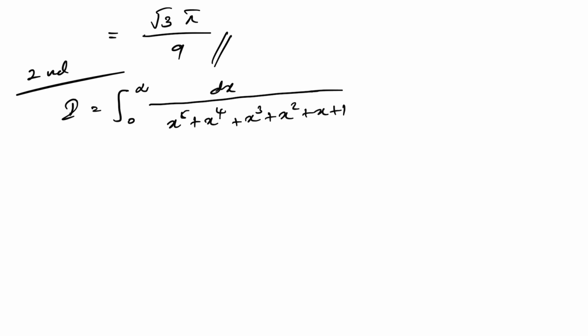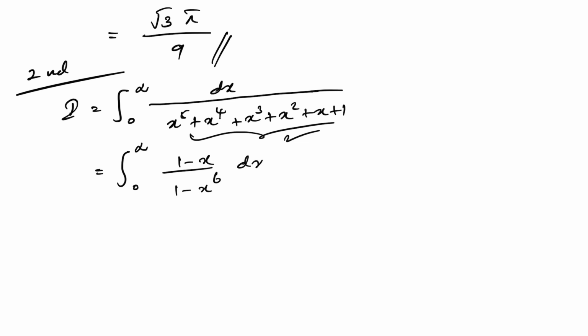Okay, now first this part we can write as 1 minus x over 1 minus x to the 6th power, because 1 minus x gets cancelled and we will have this one.